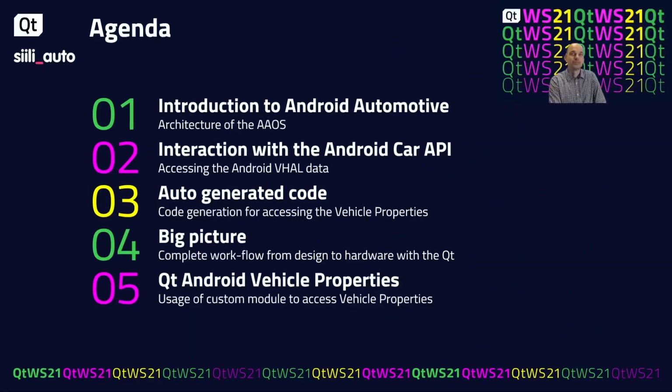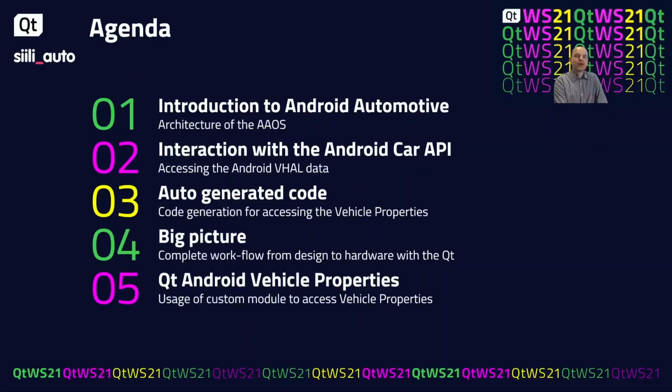This is our agenda. The presentation is divided into 5 parts. First, we'll talk a little bit about the architecture of the Android Automotive OS to get to know the background. Next, we will see how interaction with the Android car API looks, so how we can access the vehicle data. The third part, I will describe the approach for code generation in Qt for Android Automotive. Next, we will put all those pieces into one big picture to see the overall workflow.